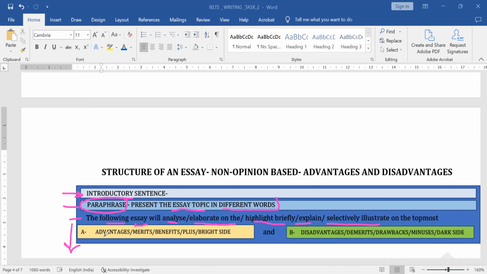One, advantages. Now, if they have used the word advantages, you use merits or benefits or plus or the brighter side or bright side. And instead of and, you can also write as well as, or along with, followed by. There are different words. Disadvantages, demerit, all these are synonymous structures. Drawbacks, minuses, and dark side. Use any one. Because most of the time they are going to ask what are the advantages and disadvantages. So you write these are the merits as well as demerits. Please understand what I've written is only the choices, not everything has to be written.